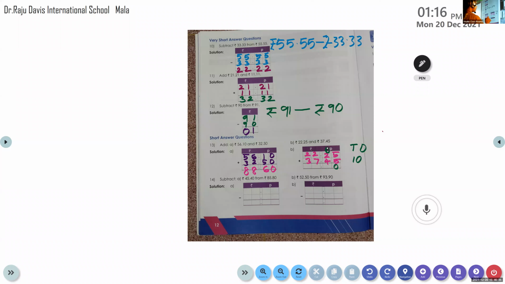Okay. Then 1 plus 2. What is 1 plus 2? Advait, 3. 3 plus 4.